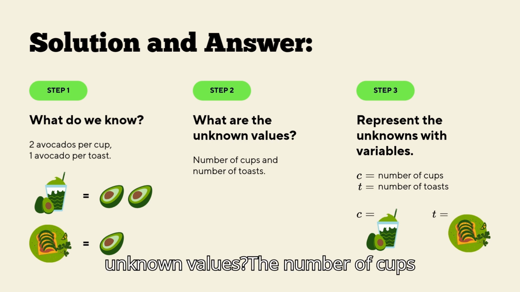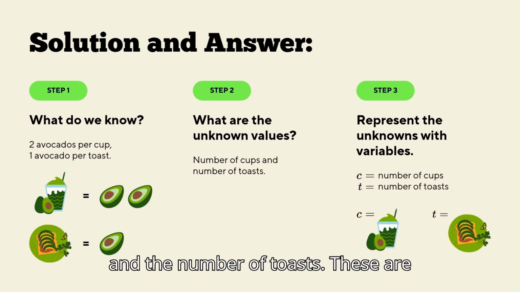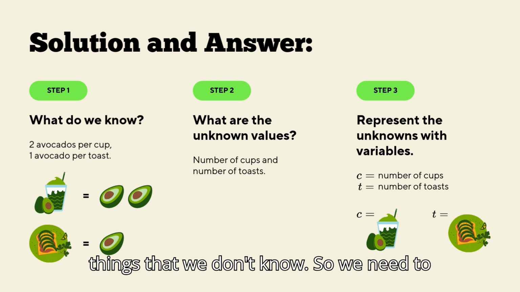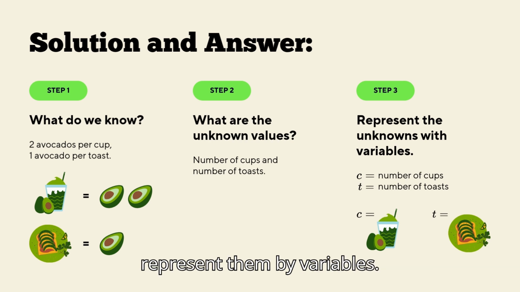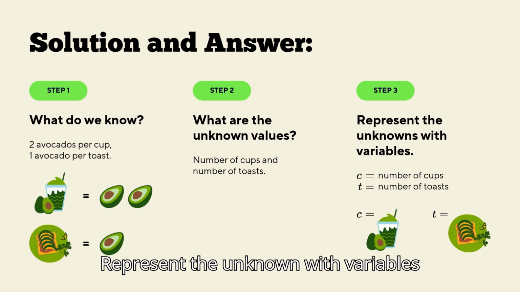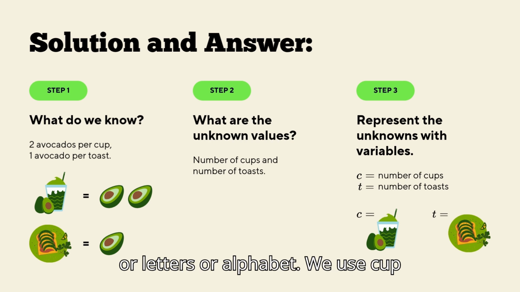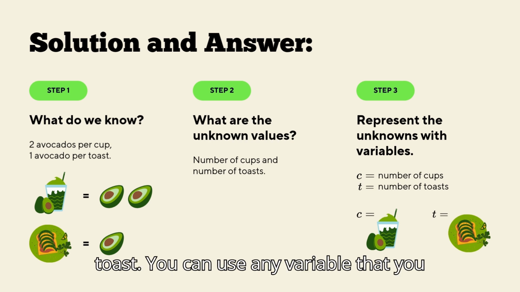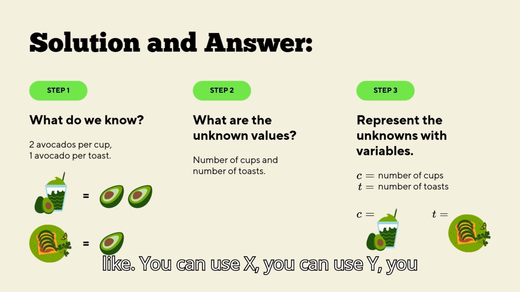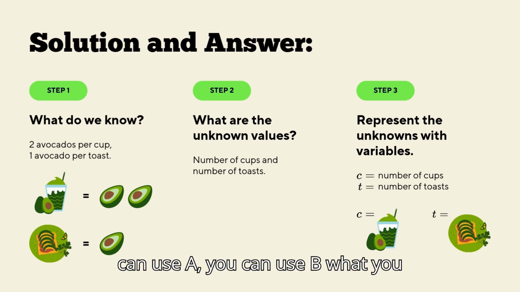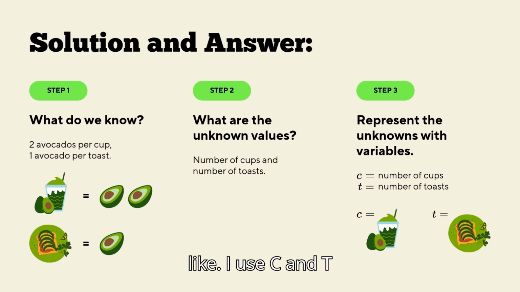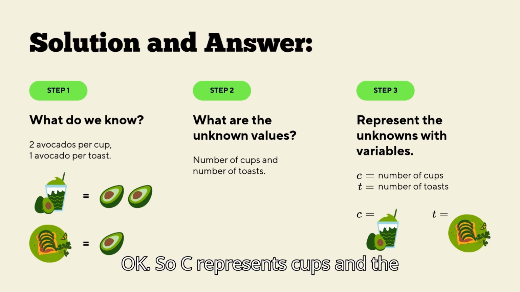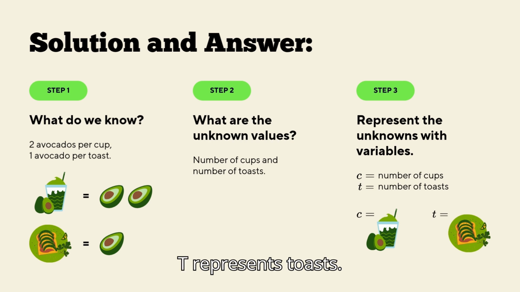Now, what are the unknown values? The number of cups and the number of toasts. These are things that we don't know. So we need to represent them with variables, letters of the alphabet. We use C to represent cups and T to represent toast. You can use any variable that you like. You can use X, Y, A, B, whatever you like. I use C and T. So C represents cups and T represents toasts.